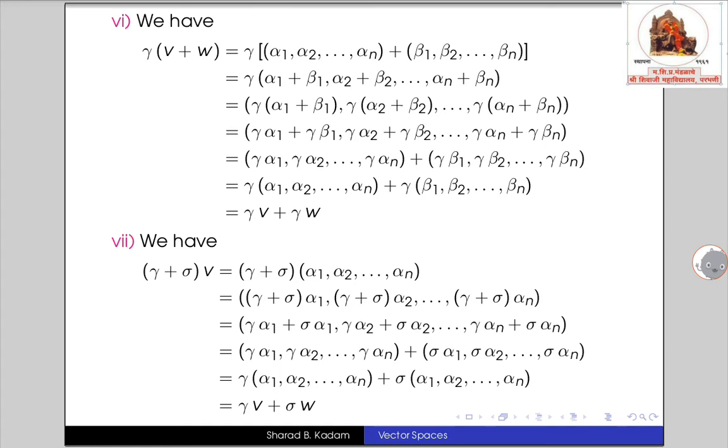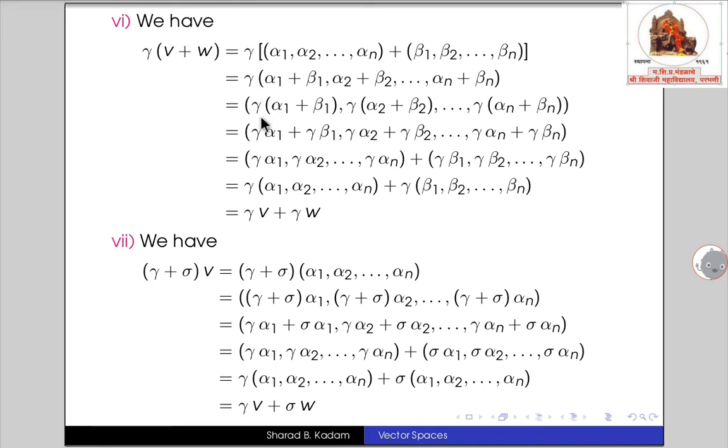Now the sixth property, γ·(v + w) equals. Here v equals (α1, α2, ..., αn), w equals (β1, β2, ..., βn). So first of all, we add these two vectors component wise. So we get γ(α1 + β1, α2 + β2, ..., αn + βn). Now we multiply each component by γ.